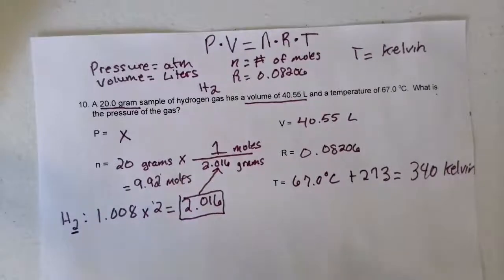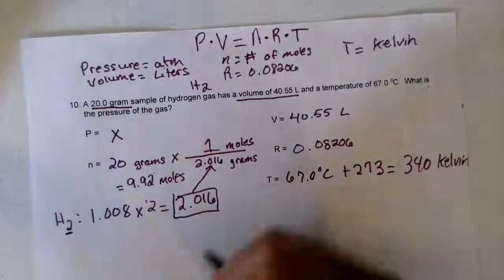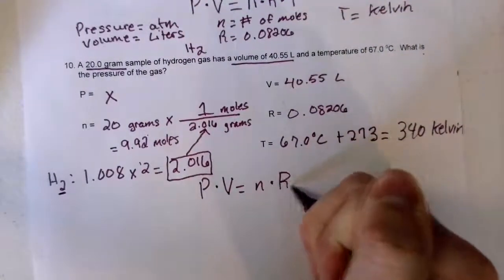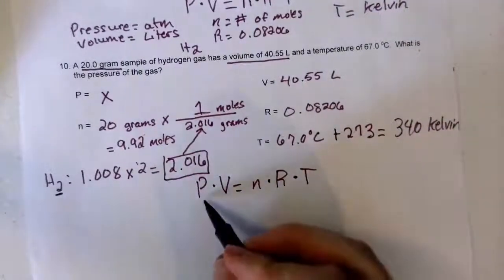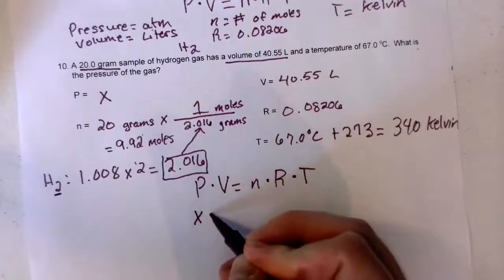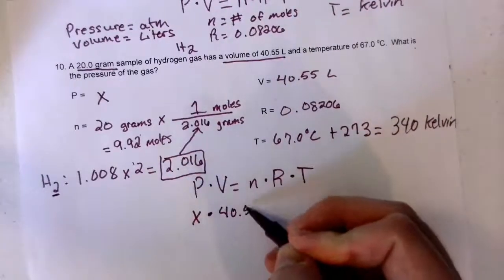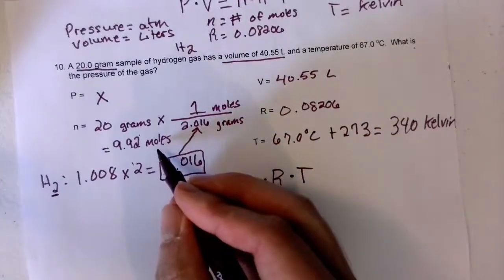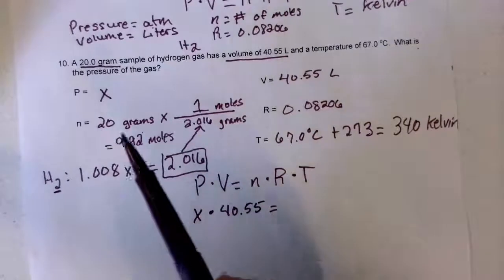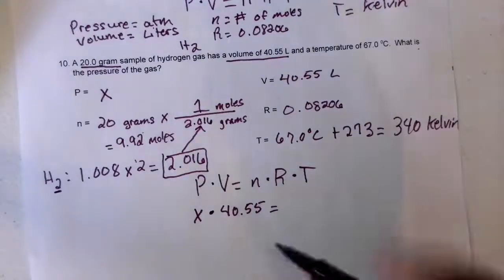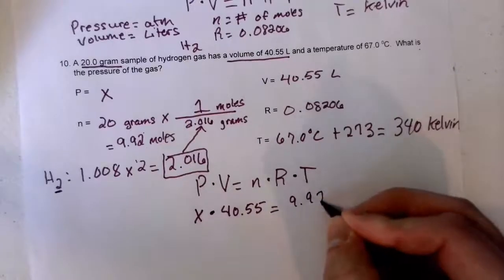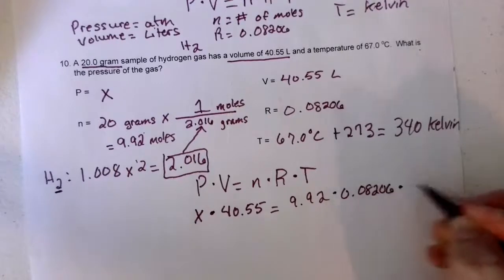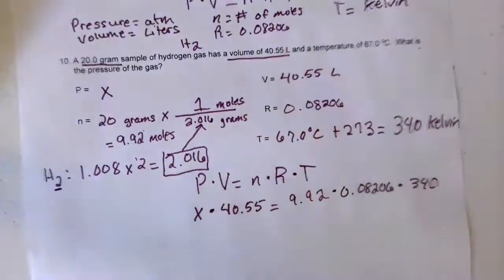Alright, so we're going to plug in these values that we have into the PV equals nRT equation. So P times V equals N times R times T. Alright, so P is going to be X. It's what we don't know. We're going to multiply that times 40.55 because that's the volume. Alright, the N is going to be the moles number that we calculated up here. So the N is actually going to be 9.92. So I'm going to put 9.92 there. I'm going to multiply it times the 0.08206 times 340, because that's the temperature in Kelvin.